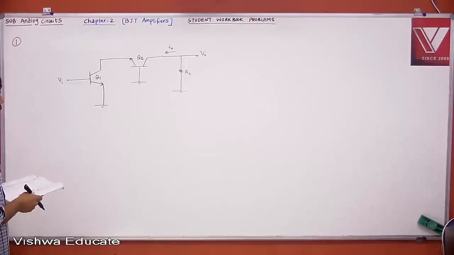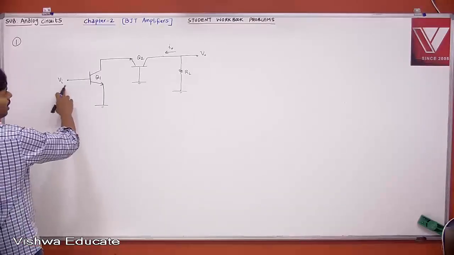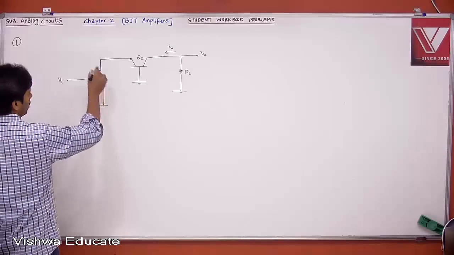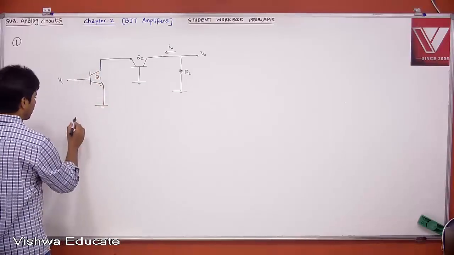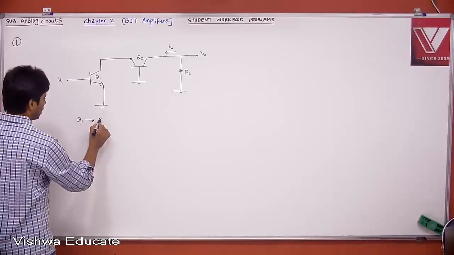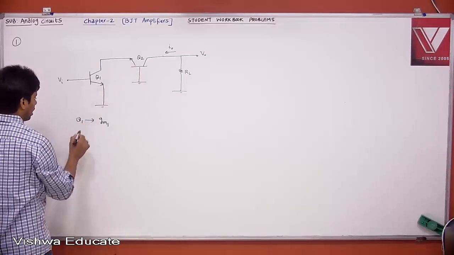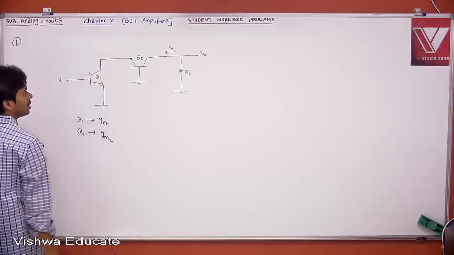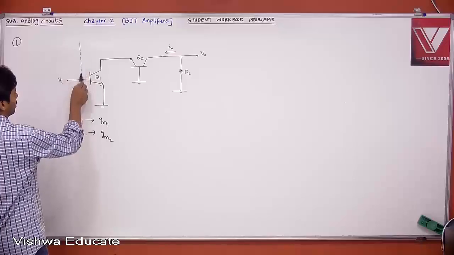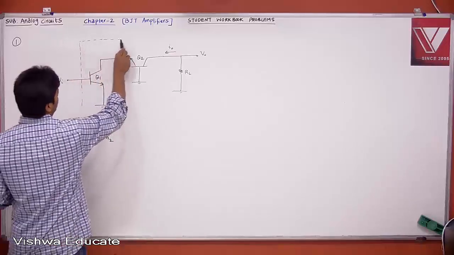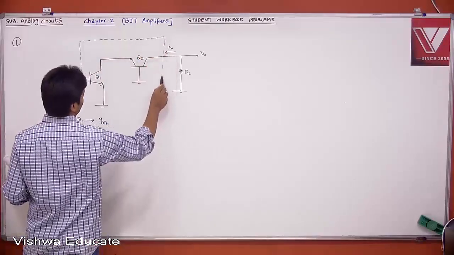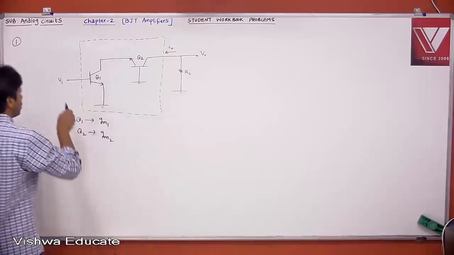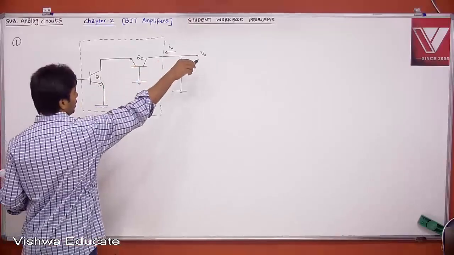Okay, what is he saying? This is your input and this is your output. Now what he is asking is: transistor Q1 has transconductance GM1 and transistor Q2 has transconductance GM2. Then he is asking for the overall transconductance. When I say overall transconductance, this circuit or amplifier is a black box for you. You give your input signal and take your output signal here.